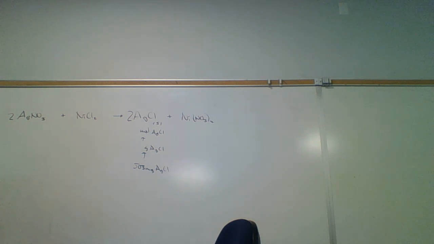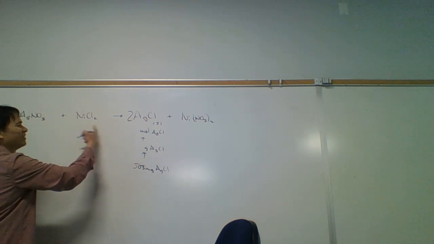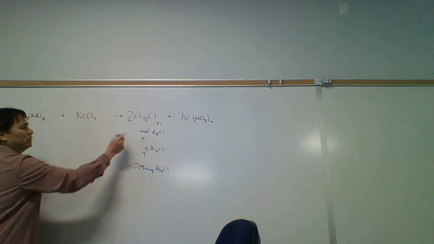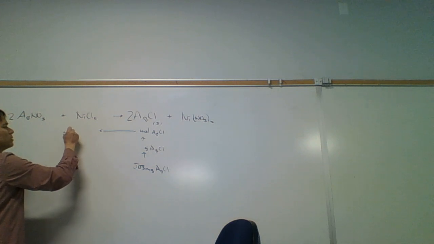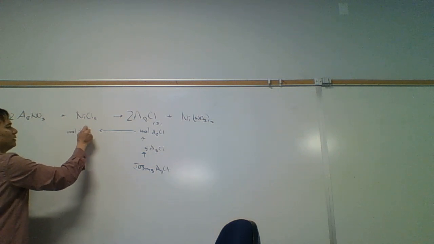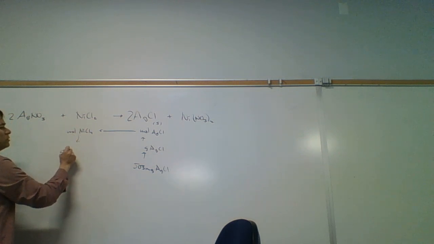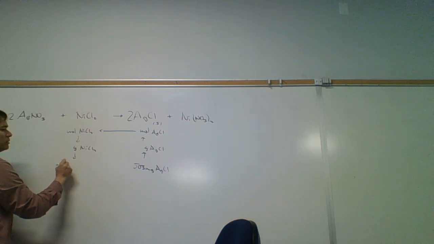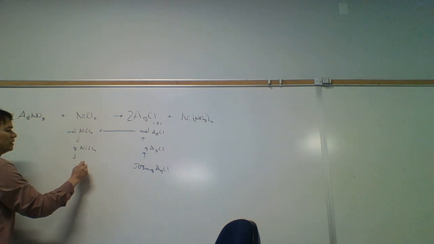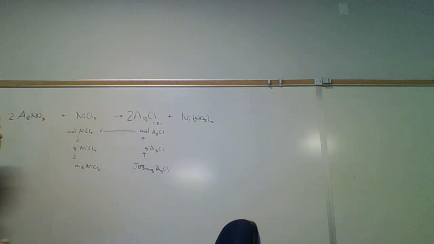And so they want us to say how many milligrams of nickel 2 chloride were required to precipitate it. So we'll go from moles of silver chloride to moles of nickel 2 chloride. And then from moles of nickel 2 chloride, we'll go to grams of nickel 2 chloride. And from grams of nickel 2 chloride, we'll go to milligrams of nickel 2 chloride. That's kind of the map that we're going to use here to do this.